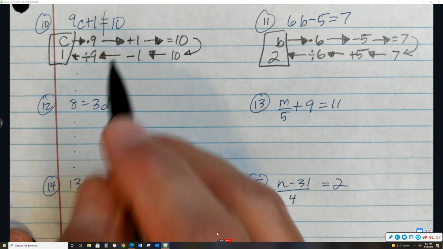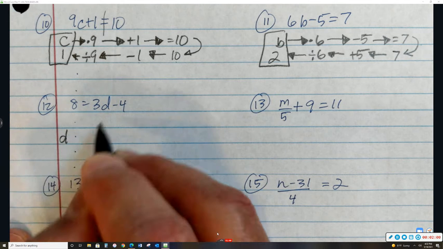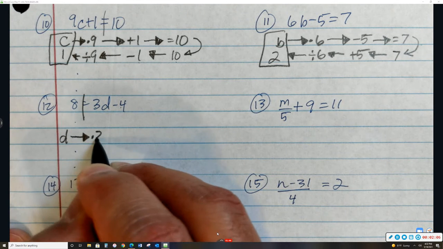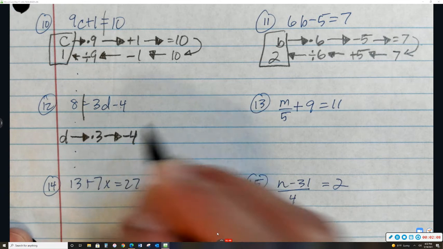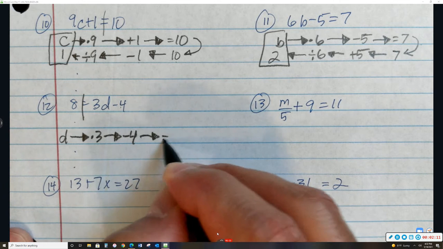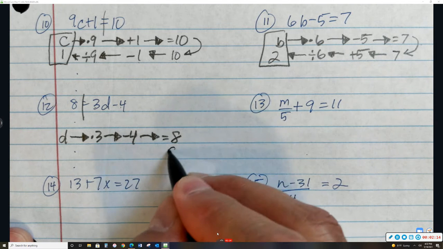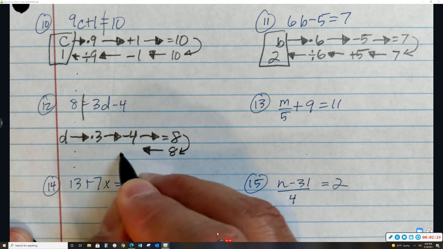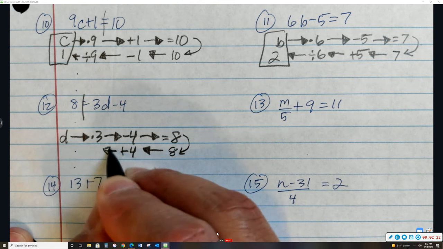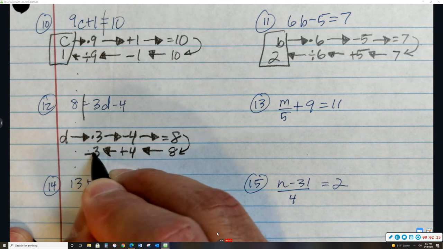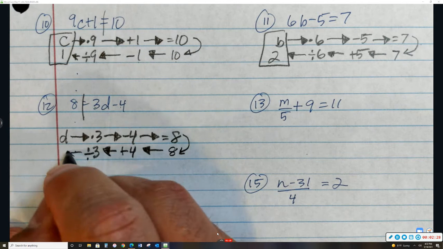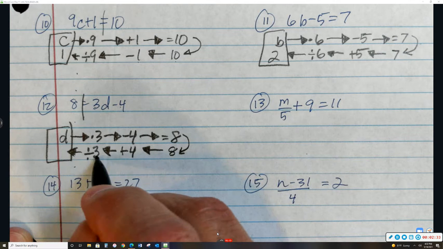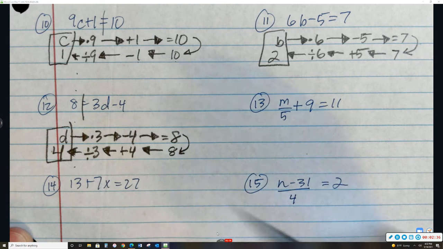Let's jump down to 12. We're going to start with D. We have D times 3 minus 4. D times 3 minus 4. And all of that equals 8. So start with the 8. When we go backwards to solve this, backwards means opposite operations. Plus 4, divided by 3. So 8 plus 4 is 12. 12 divided by 3, 4.